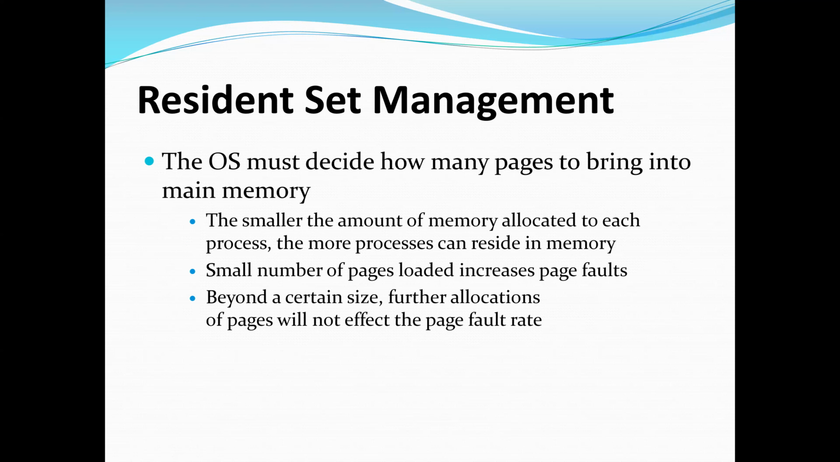The second factor is that if a relatively small number of pages of a process are in main memory, then despite the principle of locality, the rate of page faults will be rather high. And also, beyond a certain size, additional allocation of main memory to a particular process will have no noticeable effect on the page fault rate for that process, again because of the principle of locality.